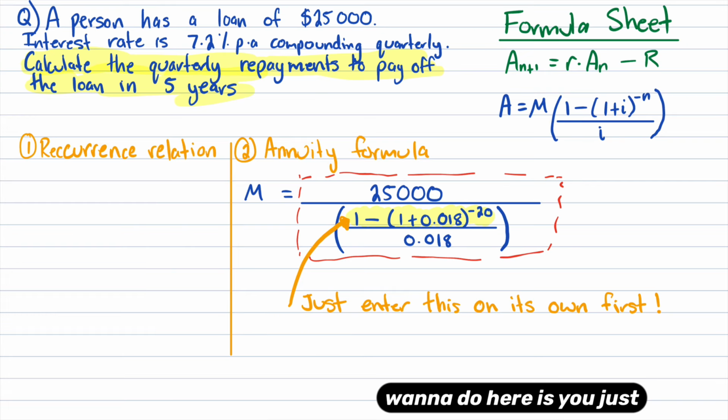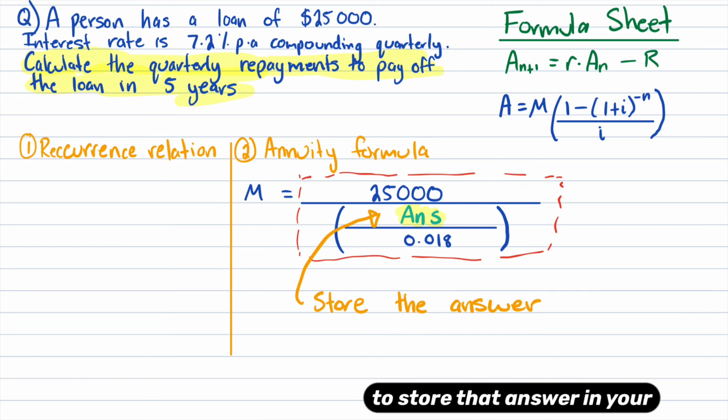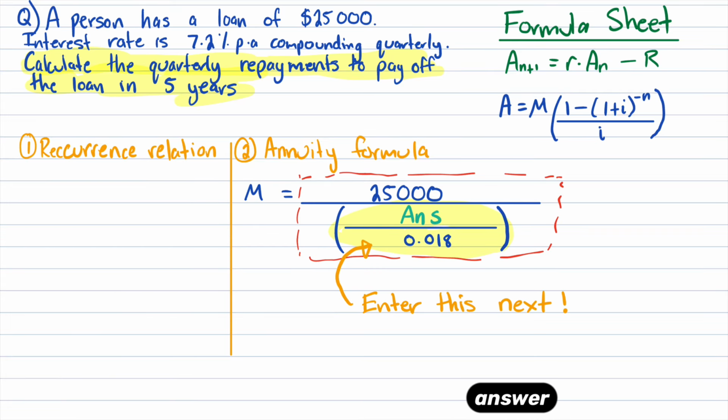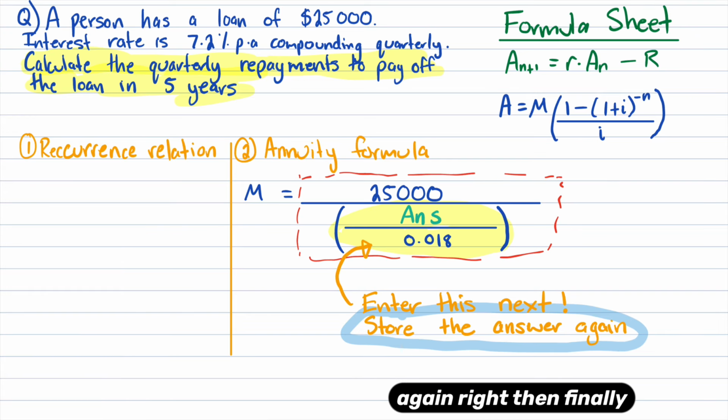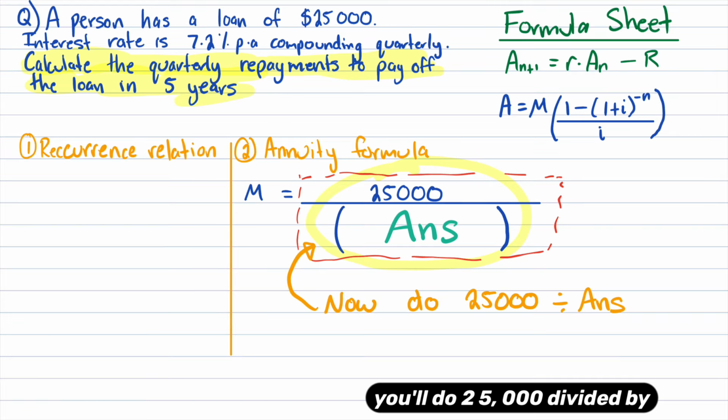What you want to do is enter this part first. Just enter that part only, ignore everything else for now, and then you'll have an answer. Now you want to store that answer in your calculator in the same way that you store your answer when you're doing recurrence relation questions. Once you've got that stored, you're just going to do answer divided by 0.018. Then you can store that answer again. Then finally, you'll do 25,000 divided by the answer.